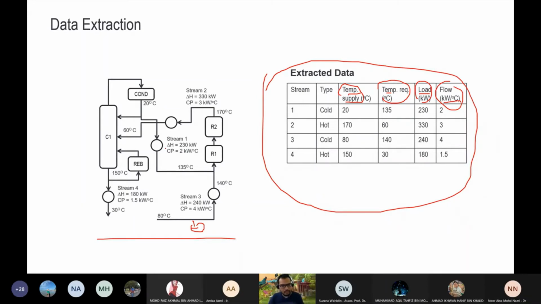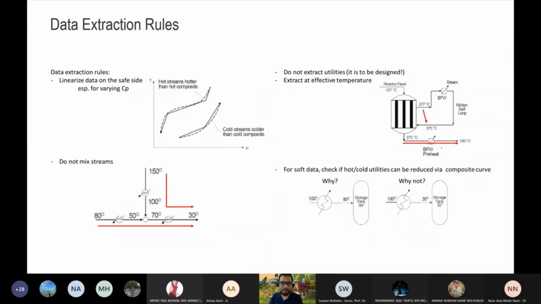So what we do in that sense is we make a process flow sheet. We make the simulation model to calculate the missing information, and then use those calculated numbers and put them into this table. From this data, there are also data extraction rules, but I think I can skip this. You can read this later, or you can ask me during the Q&A if you want.